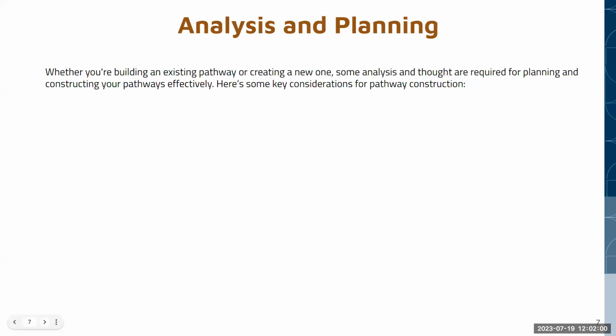So let's take a look at some of the additional analysis and planning considerations for pathway construction. When you're planning your pathway, you're going to define a destination for your pathway. With CTDL, that's going to be a single component. The destination could be a job, for example. The destination could be a credential, as another example. It's up to you what that destination should be.